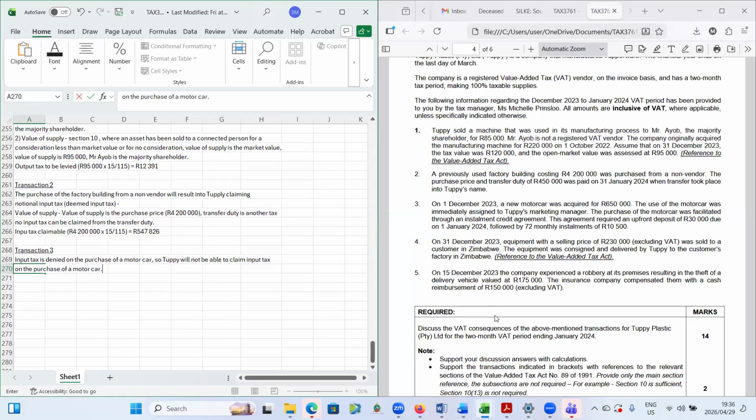Remember what a motor car is. A motor car is a vehicle designed to carry passengers, two and above, but not more than 16. So this is a motor car. Input tax cannot be claimed. Yes, it was purchased during the VAT period to be used by the marketing manager for trade, but however, input tax is denied on the purchase of a motor car.